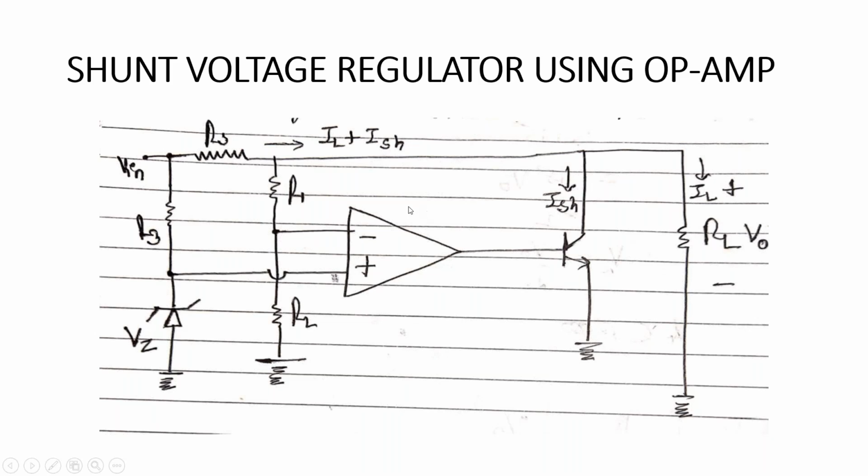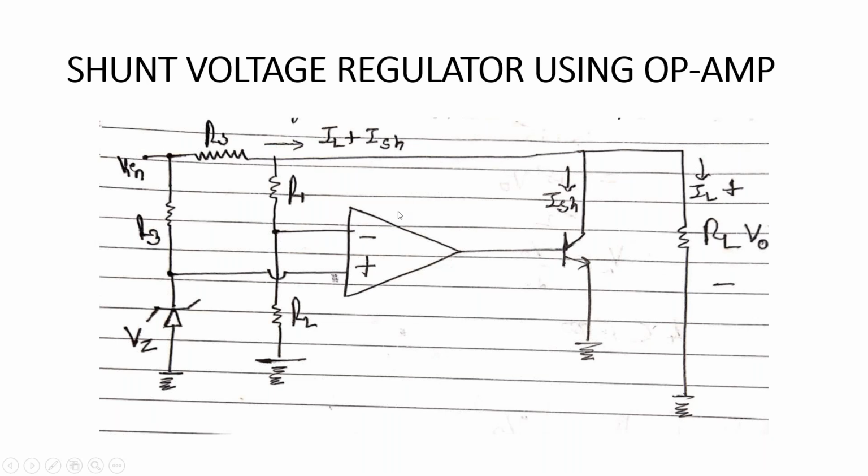Op-amp compares the voltage at inverting terminal with the reference voltage generated by Zener diode and provides the control signal. By this control signal, the current through the resistor Rs is controlled, to drop a voltage across Rs so that the output voltage is maintained constant. Thereby, the output voltage is regulated here.